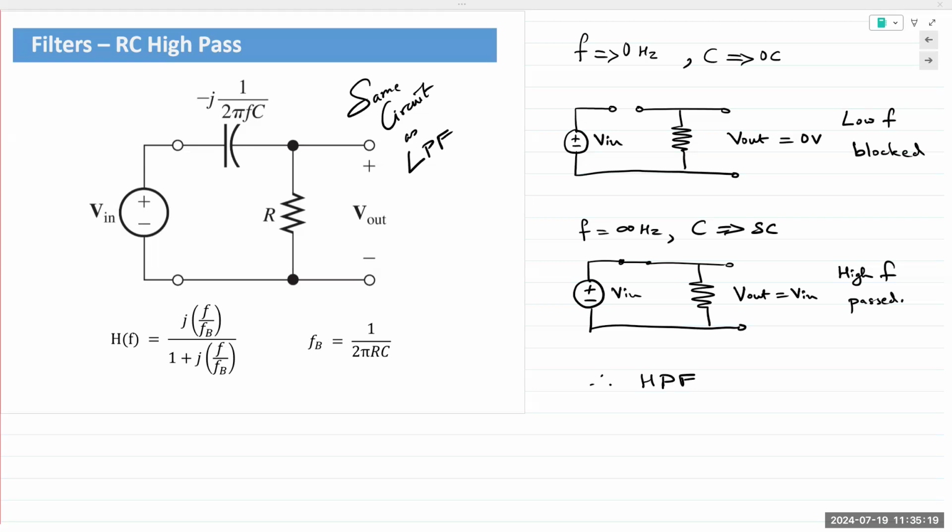Okay, questions? Okay, then let's talk about the frequency response charts.